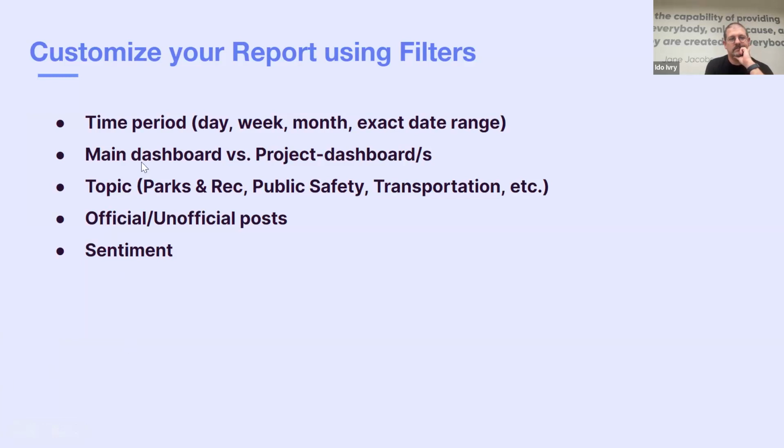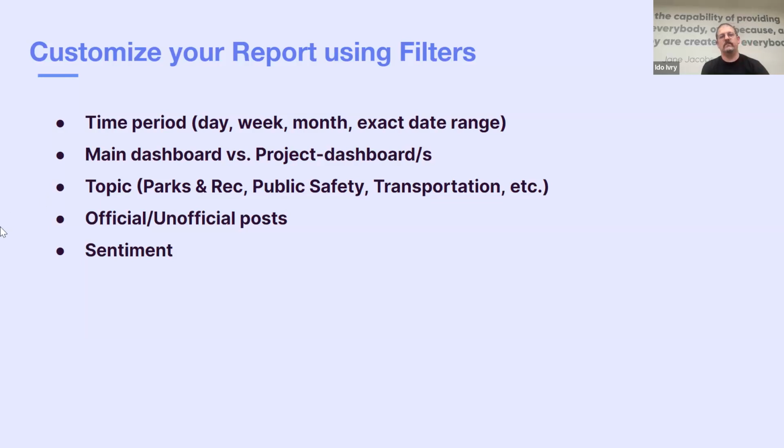Another filter that we have is project filter. So either you can pull in your widgets from the main dashboard, or you can pull in widgets from a project dashboard that you've set up. And another filter that we have is topic. So if you want to be only looking at data that's relevant to Parks and Rec, public safety, let's say public works, if that's your department, transportation, you can filter down the dashboard using that, and then just pull in that data.